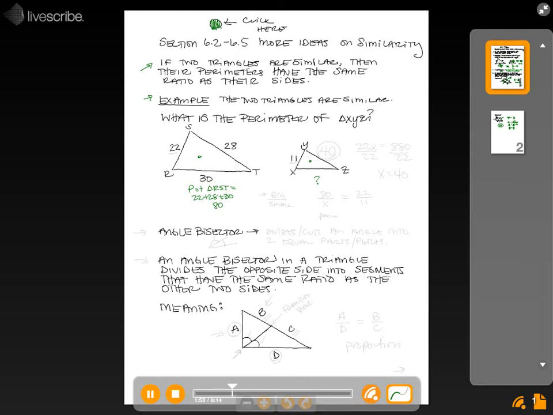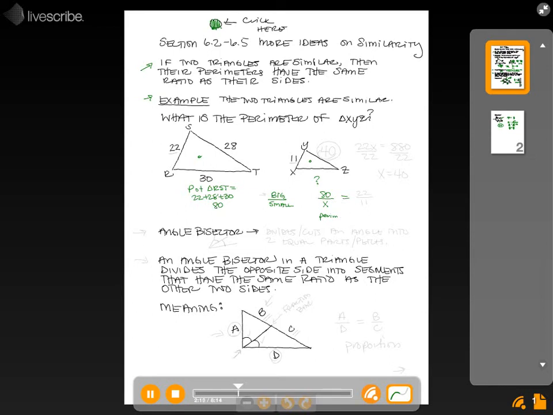So we're going to start by doing the perimeter of the big triangle. We're going to put the big triangle in the numerator and the small triangle as the denominator. Big triangle's perimeter is 80. Small triangle, we don't know. This is perimeter. That's going to equal the same ratio as the sides.